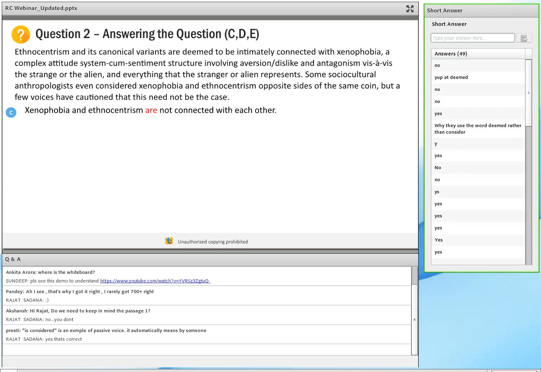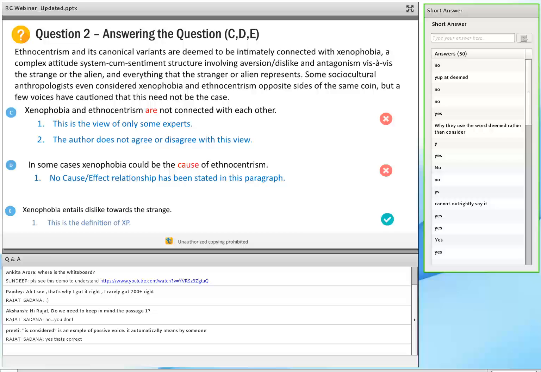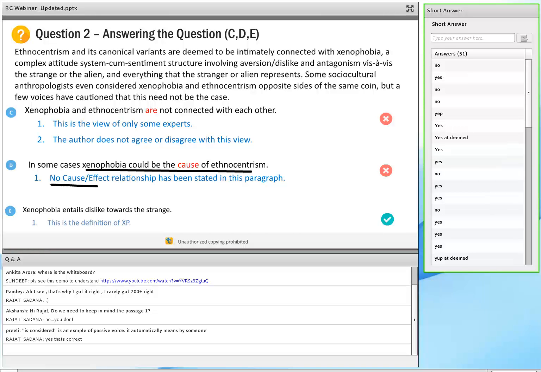Third choice C, which says XB and EC are not connected with each other, is incorrect for the same reason that the prior choice was incorrect. The author doesn't have an opinion either way, whether they're connected or whether they're not, and hence this one is wrong as well. Okay. Choice D says in some cases XB could be the cause of EC. There's no causal relationship that's presented in the passage. Then choice E says xenophobia entails dislike towards the strange.